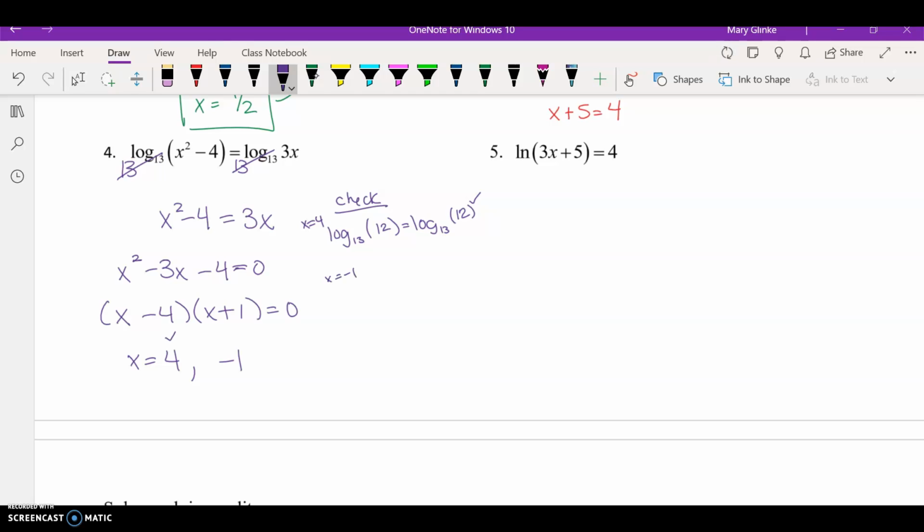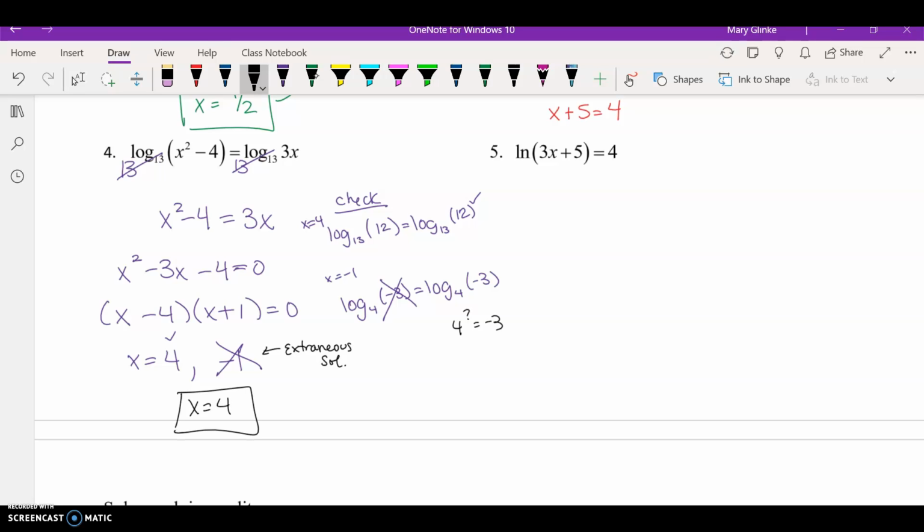So then when I go to check x equals -1, I get log base 13 of -3 equals log base 13 of -3. Now you might be saying, well, that checks out, but the problem here is we cannot have negatives inside our logarithm. Because if you think about it, this is saying 13 to what power gives us -3 as our answer. Nothing works. You can't have a negative as an answer to an exponential. So we're going to cross off x equals -1, and we're going to say that this is our extraneous solution. So our only solution here is x equals 4.